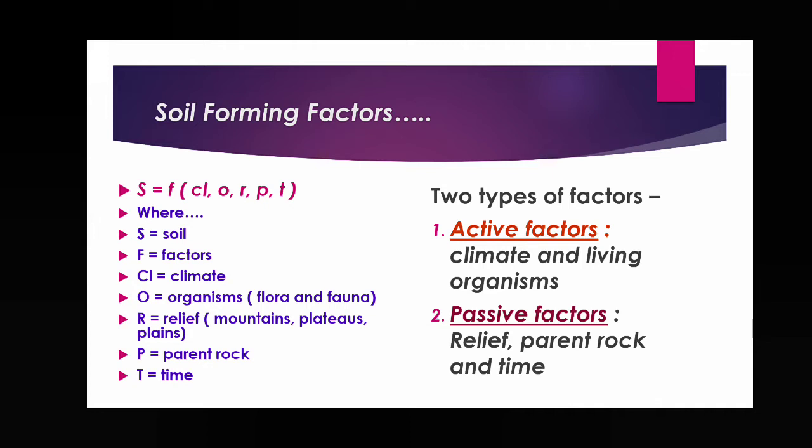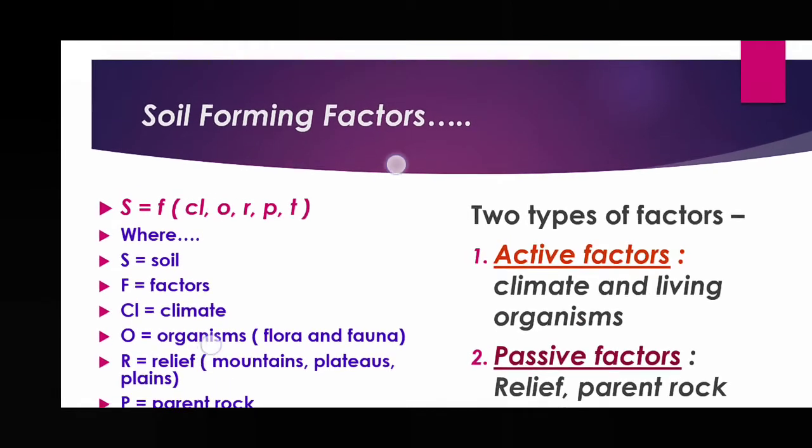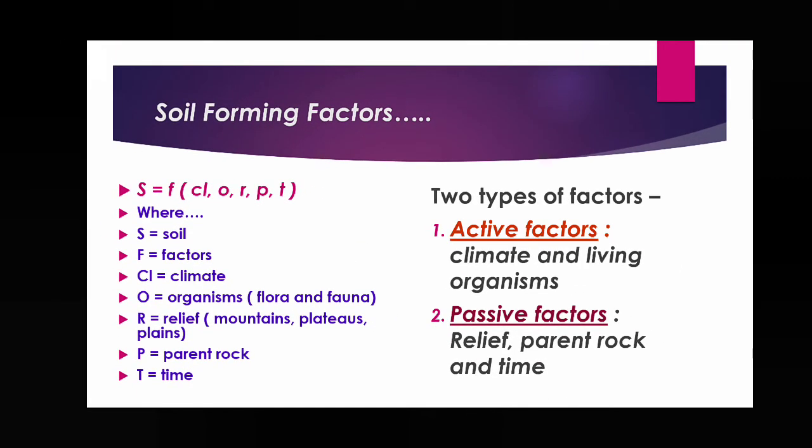Soil forming factors. If you want to know about the soil forming factors, then you should know this formula: S = f(Cl, O, R, P, T). S is equal to soil, f is equal to factors, Cl means climate, O is equal to organisms, that means living organisms, flora and fauna, plants and animals including human beings. R means relief, that is mountains, plateaus, plains, and P means parent rock. That day also I told, parent rock means the rock from where a soil is formed.